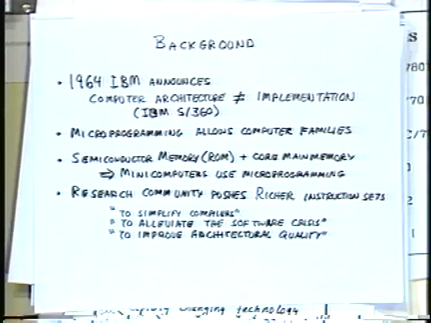The idea of microprogramming has been around since almost the very first computers. It really wasn't used very much until 1964. And the combination of the drive to have a variety of machines of different cost and performance run the same software and some advances in technology allowed microprogramming to become very popular, starting with the 360 family. In fact, the advances in technology with semiconductor memory, particularly the read-only memories or ROMs, plus the core main memory became the standard way of designing computers, particularly minicomputers.